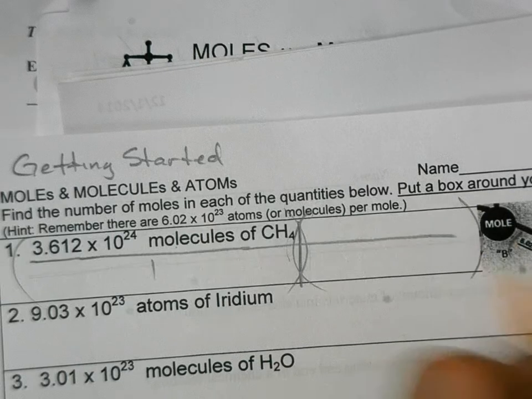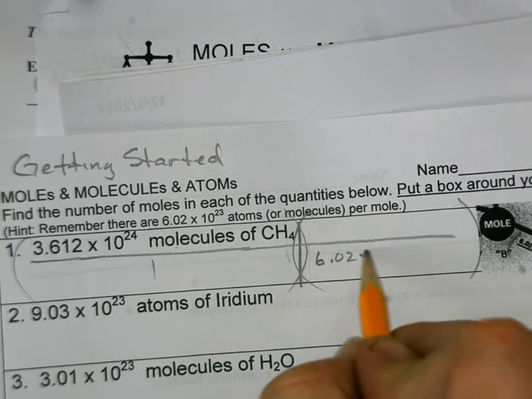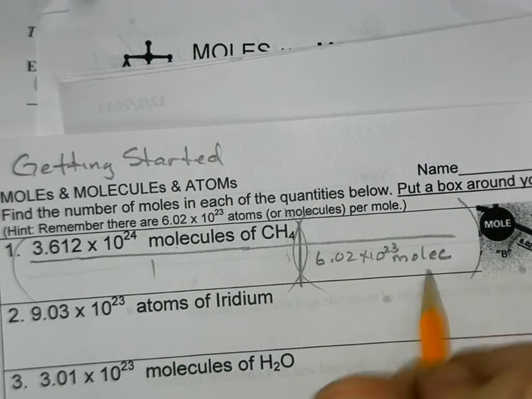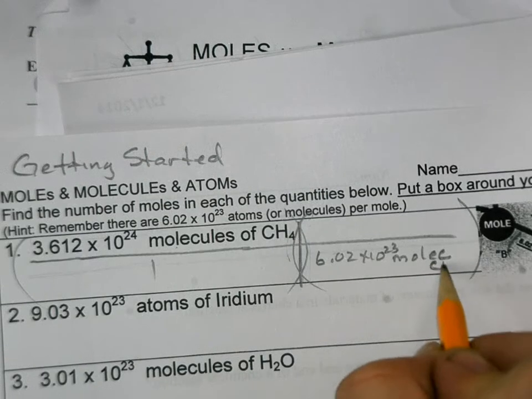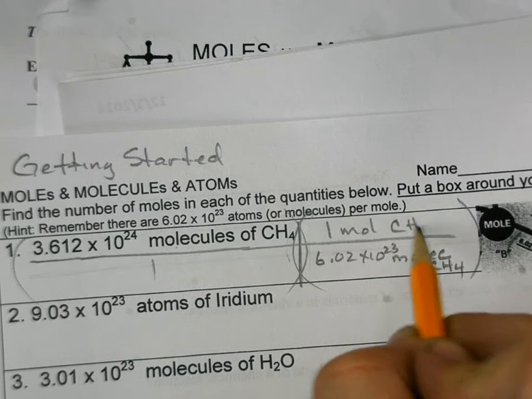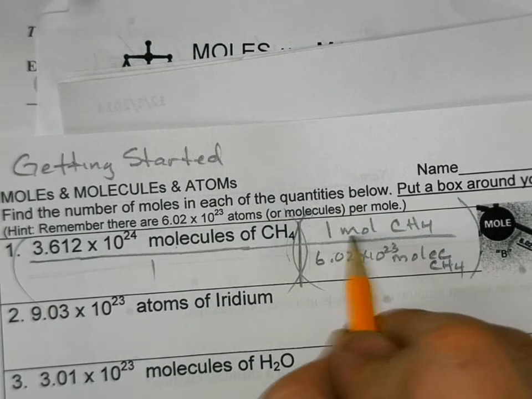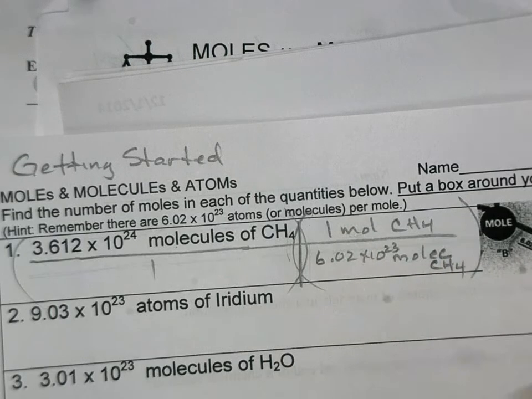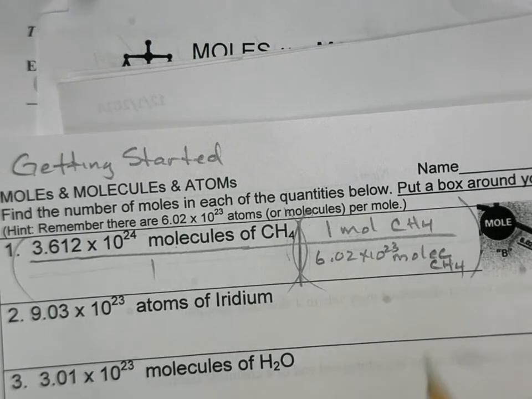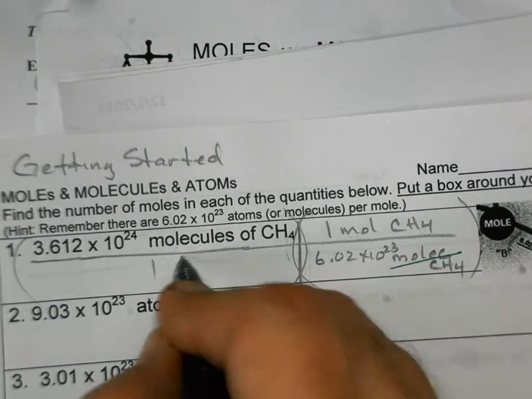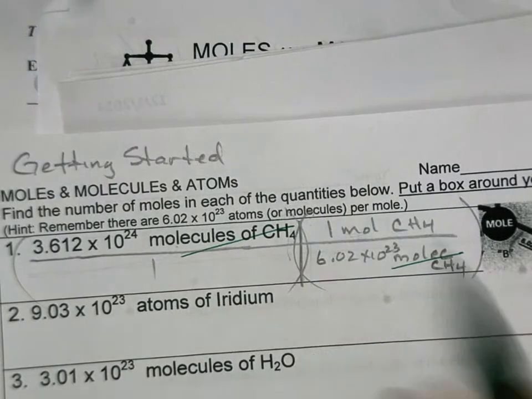So we're dividing by the number of moles here: 6.02 times 10 to the 23 molecules, and I'm going to abbreviate that molec, of CH4 in 1 mole of CH4. Now I've got to be careful. You don't want to abbreviate molecules the same as mole, because I'm shortening it here. I like using molec because I know that's not a mole. Now we can cross off molecules of CH4 with molecules of CH4.